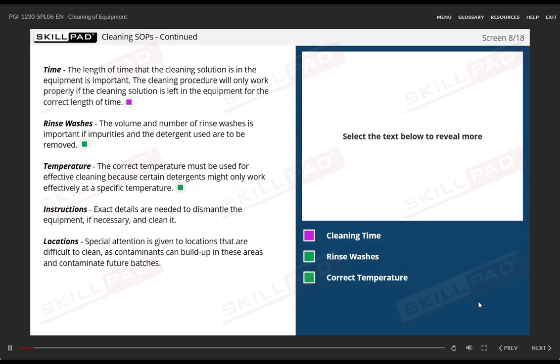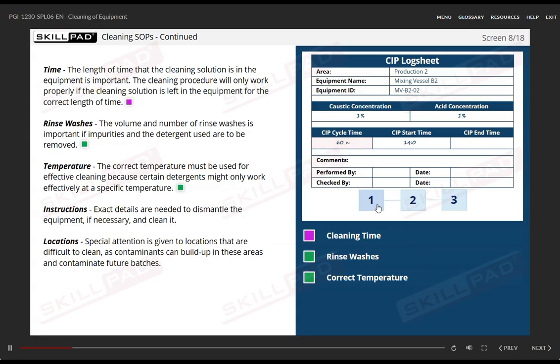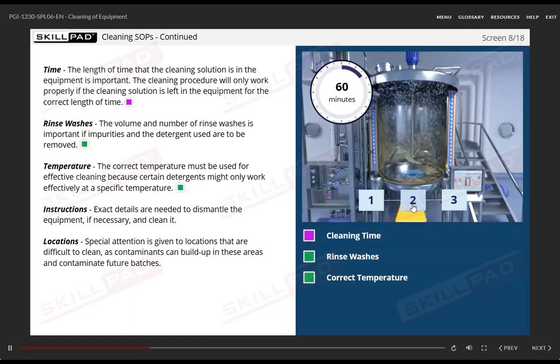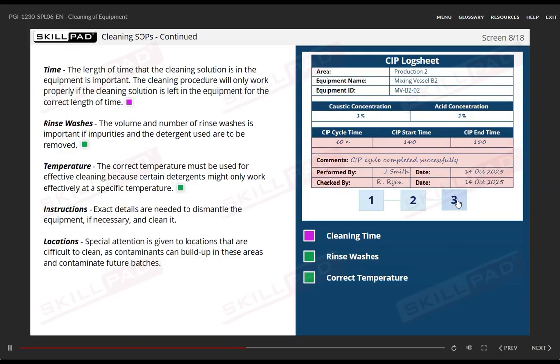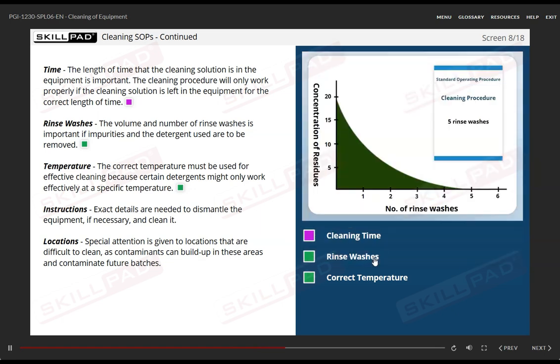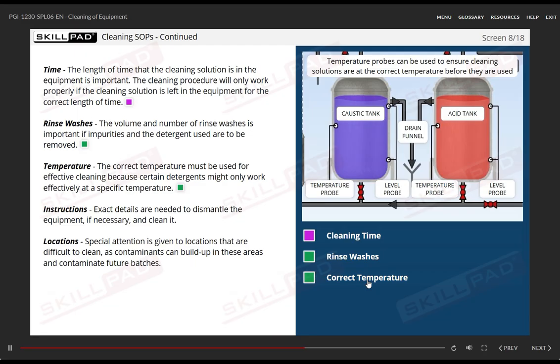Cleaning SOPs continued. Time. The length of time that the cleaning solution is in the equipment is important. The cleaning procedure will only work properly if the cleaning solution is left in the equipment for the correct length of time. Rinse washes. The volume and number of rinse washes is important if impurities and the detergent used are to be removed. Temperature. The correct temperature must be used for effective cleaning because certain detergents might only work effectively at a specific temperature. Instructions.